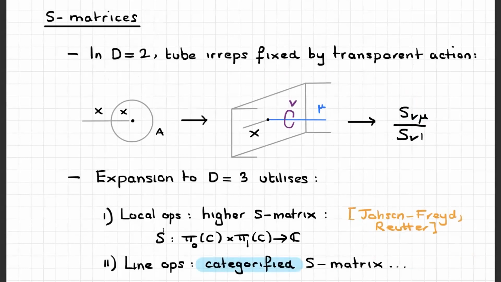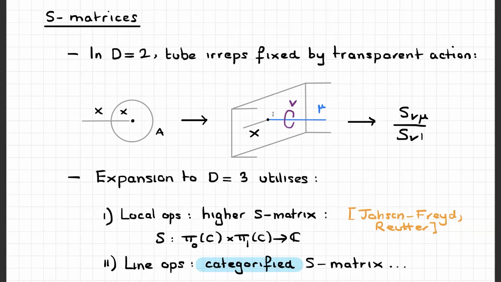And so one other interesting thing that I didn't get a chance to talk about is that I believe much of the structure of these tube representations is being controlled by S matrices, or higher S matrices, or categorified S matrices, in the sandwich construction. So one way to think about that is we already saw that the irreducible representations of these tube algebras are basically fixed by the transparent actions, so actions that don't change the twisted sector.